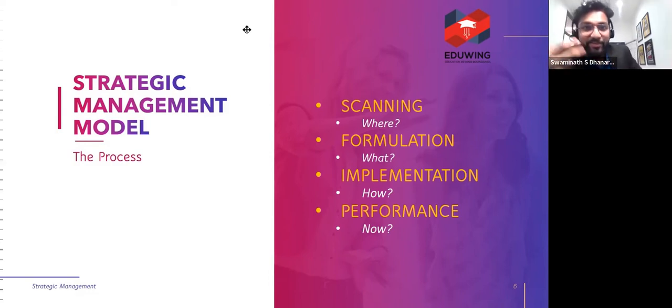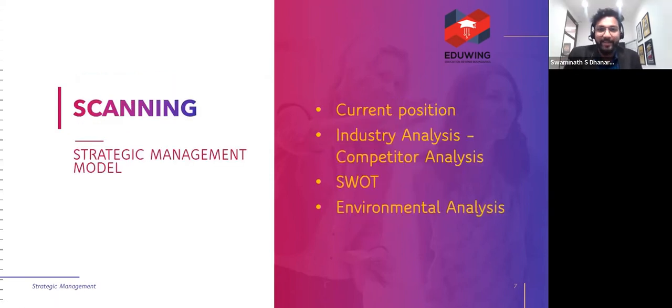Scanning is where you are currently; from the perspective of the organization, scanning is where the organization is currently. And what is the strategy I need to implement? I can implement the strategy and do constant monitoring. Where are we now? The constant monitoring is the performance part. It's called performance monitoring or tracking. Without performance monitoring, the strategy model will not be successful. Okay, then comes the next slide.